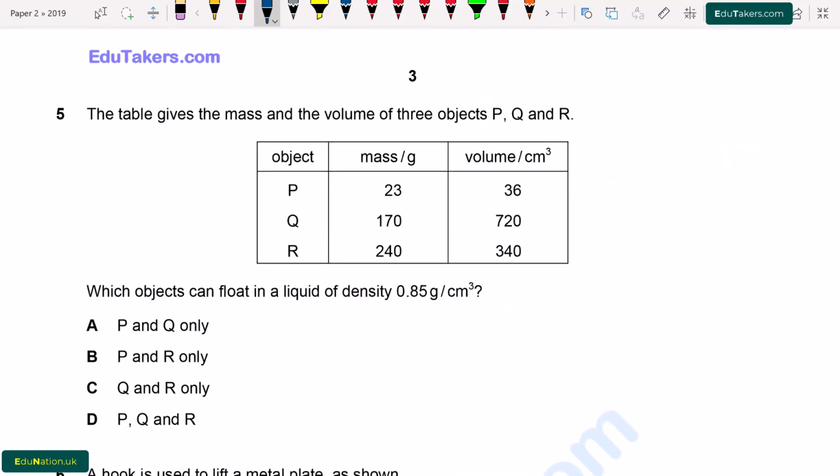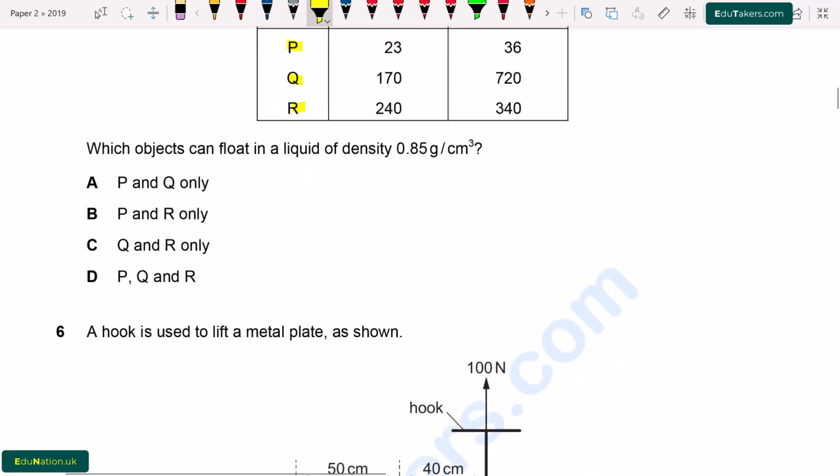Question number 5. The table gives the mass and the volume of the three objects P, Q and R. Here are objects P, Q and R. The mass in gram is given and also the volume in centimeter cube is given. Which objects can float in the liquid of density 0.85 gram per cubic centimeter? Here we have to describe which one of the following objects float in the liquid, and the density of liquid is given, which is 0.85 gram per cubic centimeter.